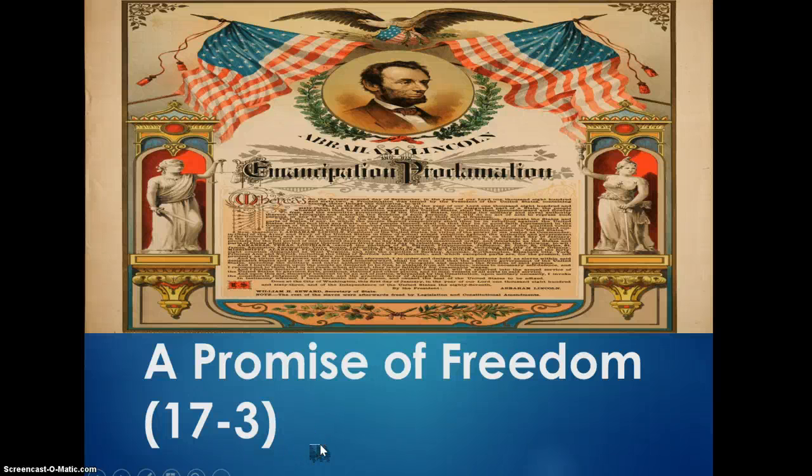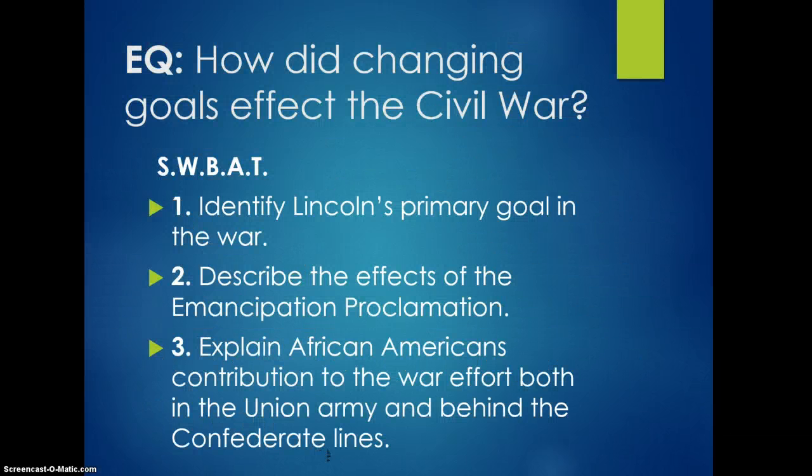All right, guys, we want to finish up section 3, and we're going to look at promised freedom. We're going to look at the changing goals of the Civil War for Lincoln. You should be able to answer this essential question: how did changing goals affect the Civil War? Three things you should be able to do: identify Lincoln's primary goal, describe the effects of emancipation and the shift in Lincoln's goal, and look at the contributions of African Americans on both sides of the war.